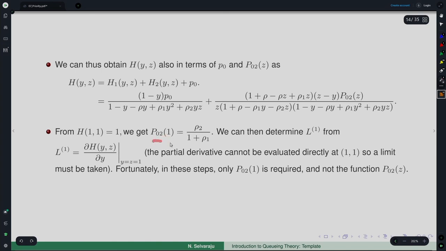Now, why do we need this? If you want to determine L1, take the partial derivative of this with respect to y and evaluate it at y equal to z equal to 1. Here the exact evaluation is not possible because you will get a 0 by 0 form, so you take it in the limit form. When you do that, you will get an expression which requires not the complete functional form of p02 of z, but only p02 of 1, which you can get explicitly using this condition, and p0 you already know is 1 minus rho. So, everything can be determined completely to get this L1.